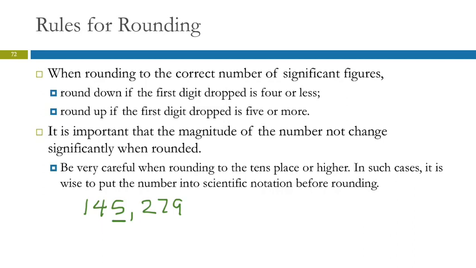So one thing I came up with over the summer that seems to work is, when I'm rounding here, I'm going to write down those digits that I'm keeping, and then for these guys, I'm going to replace them with zeros. Okay? 145,000 is close to 145,279. 145 is not.